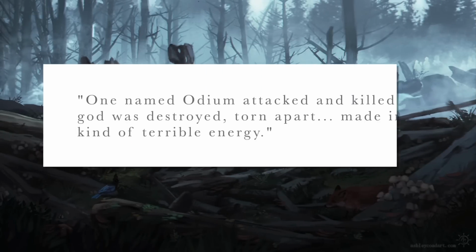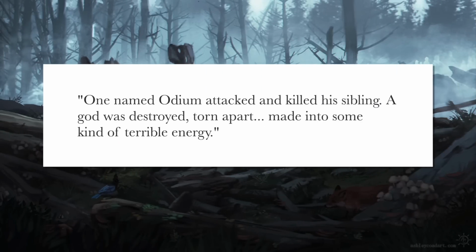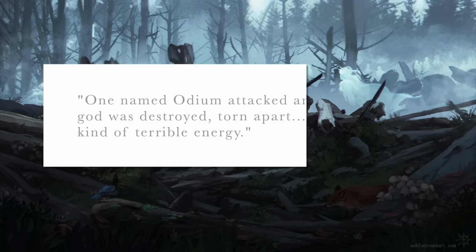Ambition is also mentioned. We have the quote, "One named Odium attacked and killed his sibling. A god was destroyed, torn apart, made into some kind of terrible energy." So Ambition is the shard that was originally, or at one point, went to Threnody, and when she was destroyed by Odium very early on, close to the Shattering, that's what caused all of the problems on Threnody, made it a very unpleasant place to be.